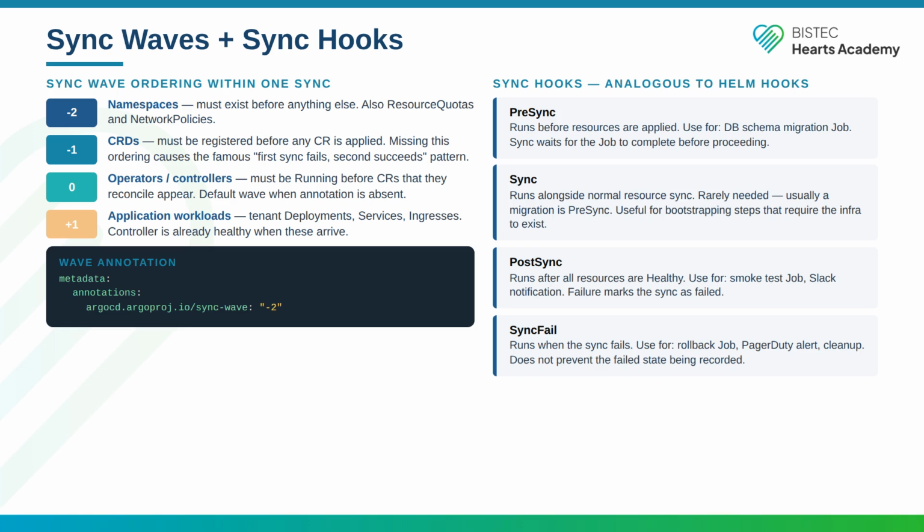One common production issue: PreSync jobs that run longer than the Argo CD operation timeout, which defaults to 300 seconds. For long-running migrations, set the operation timeout explicitly on the application spec using sync options.